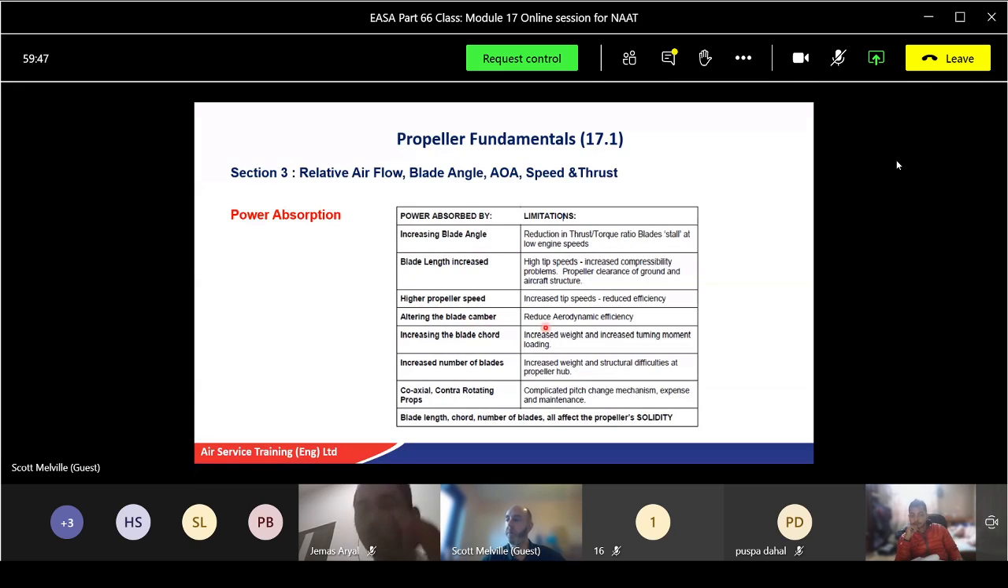Altering the blade camber reduces aerodynamic efficiency. Increasing blade chord increases weight and turning loading. So there are pros and cons for everything. Increased number of blades, great. However, increased weight, structural difficulties, and stress in the propeller hub. Coaxial contra-rotating props, we'll come on to those. Basic contra-rotating props are two propellers on the same hub going opposite ways. Complicated, expensive, and a lot of maintenance there.